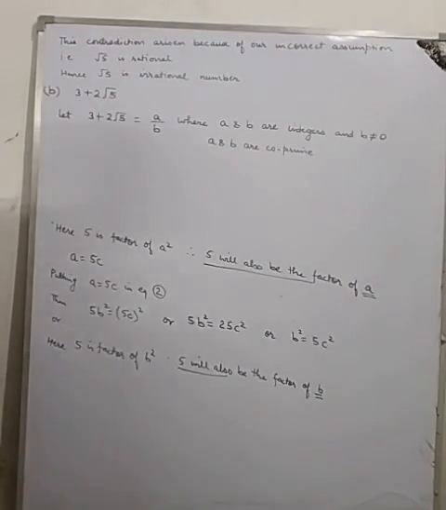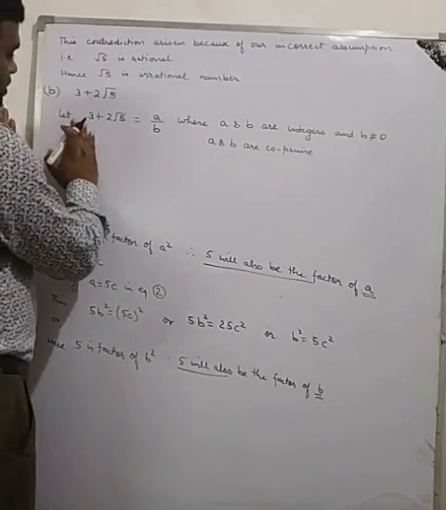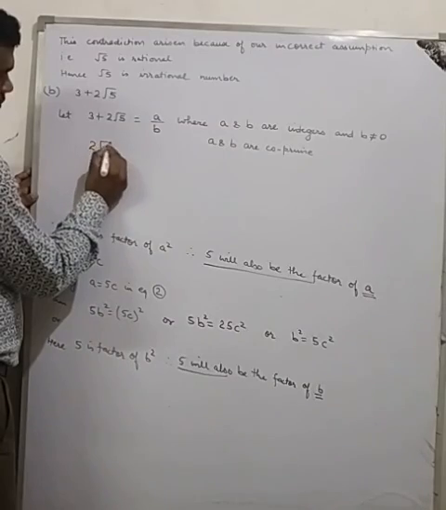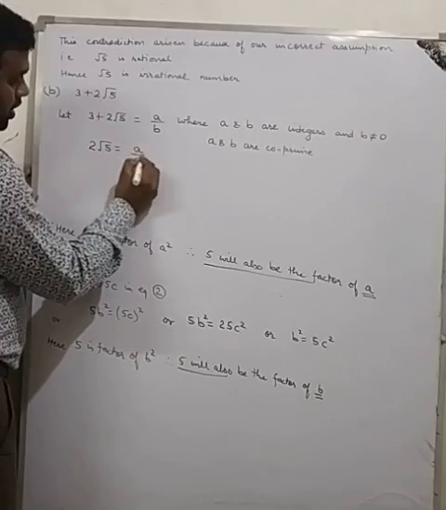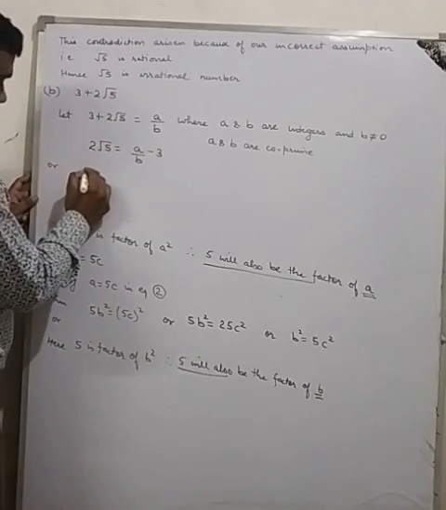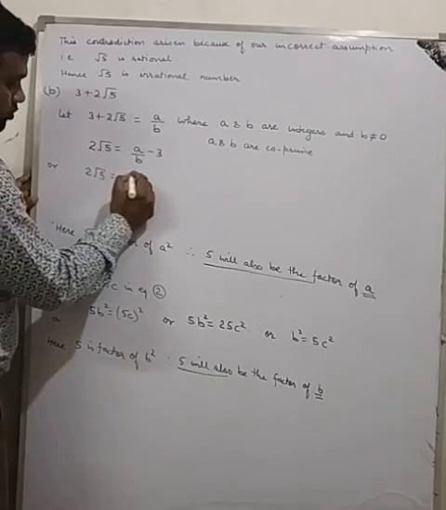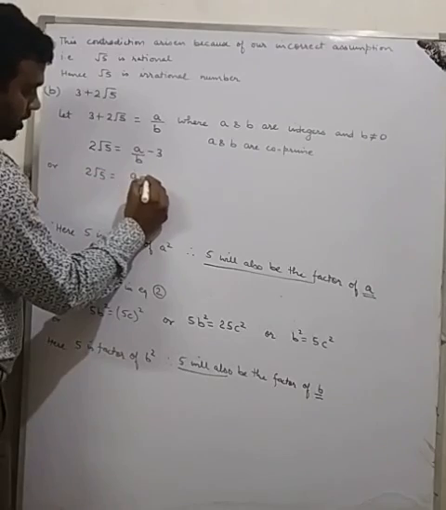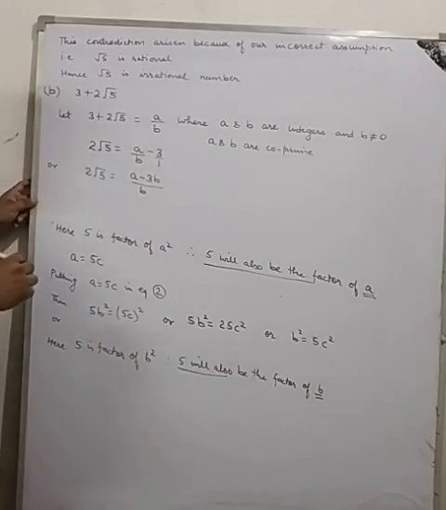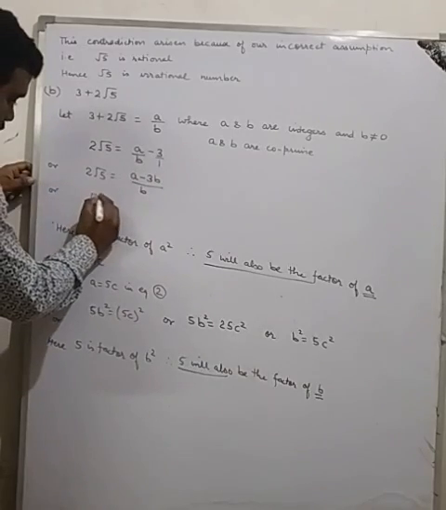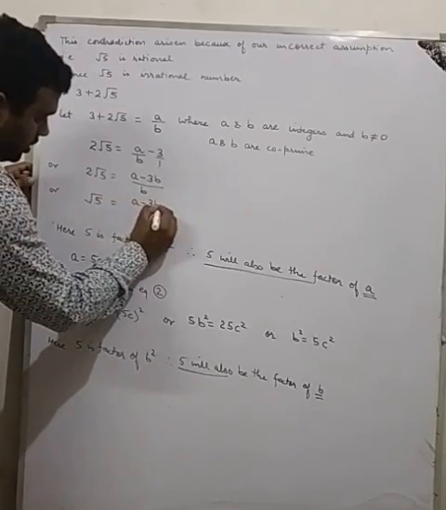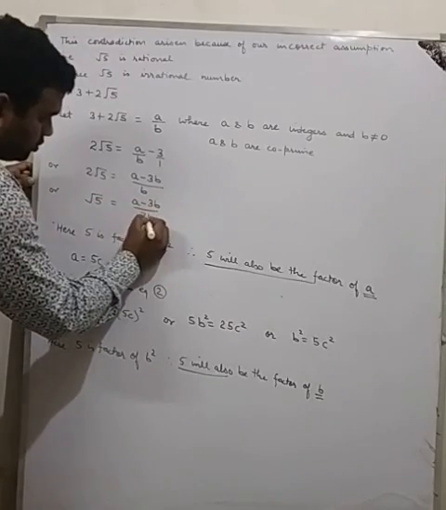Now, what are we going to do now? We can transfer this 3 to that side, so it will become 2 root 5 is equal to a upon b minus 3, or 2 root 5 is equal to a minus 3b upon b, by taking b as LCM, or root 5 is equal to a minus 3b upon 2b.